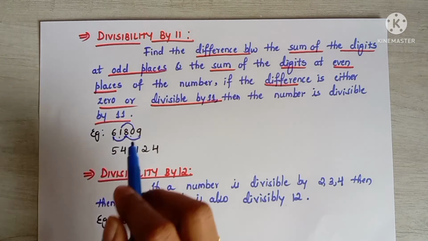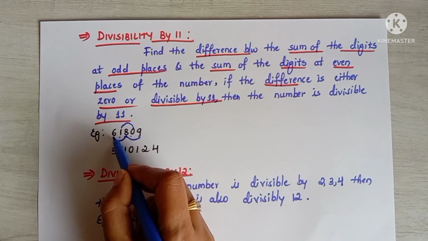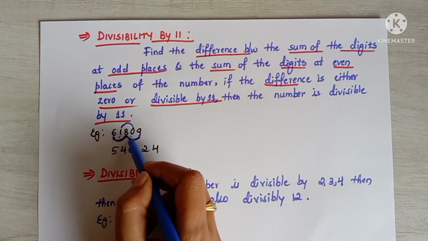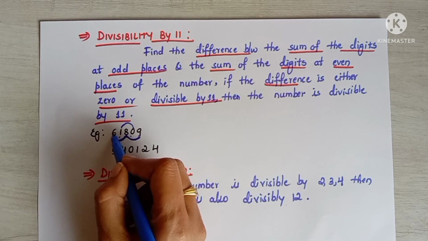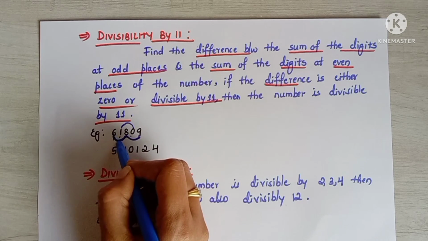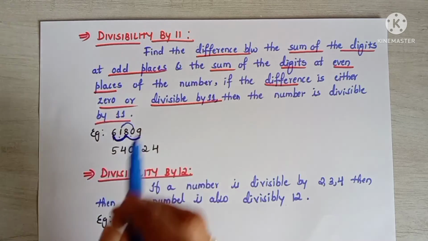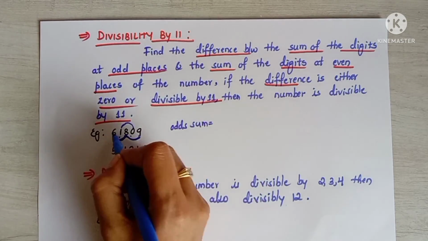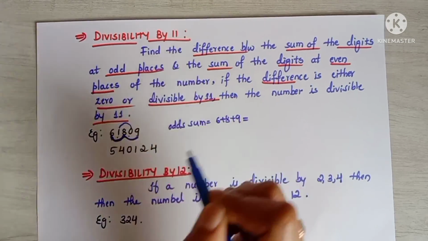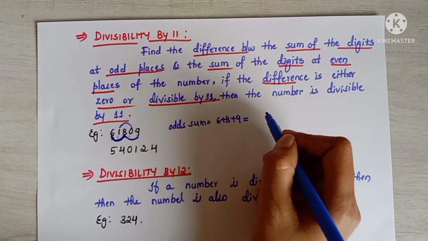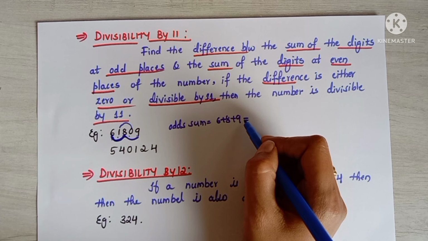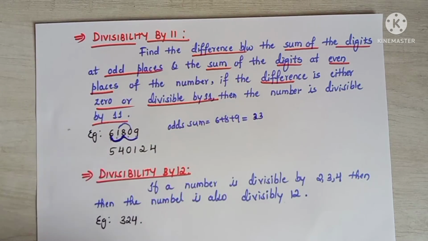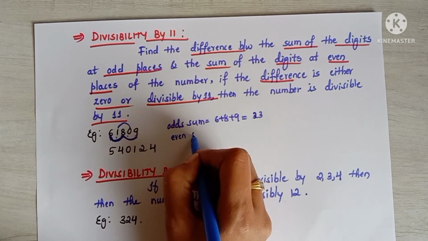So let us see. We have to take a sum of the odd digits, that is 6 plus 8 plus 9. 6 plus 8 is 14. 14 plus 9 is 23.